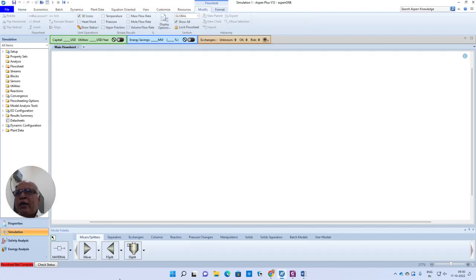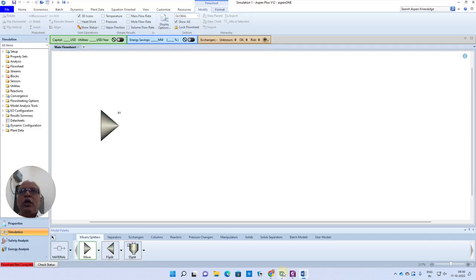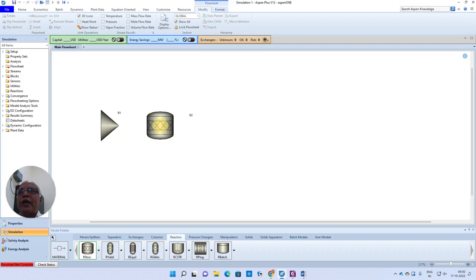And as you can see, there are various models that you have. Because the fresh feed is going to be mixed with the recycle, I have a mixer, and this is followed by a reactor. Now you don't know the kinetics, only the conversion is known. So the only option for us is to use a stoichiometric reactor. Given the conversion, we'll be able to perform the mass balance.